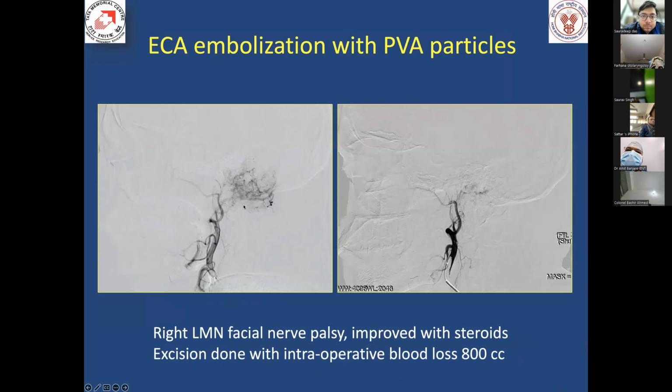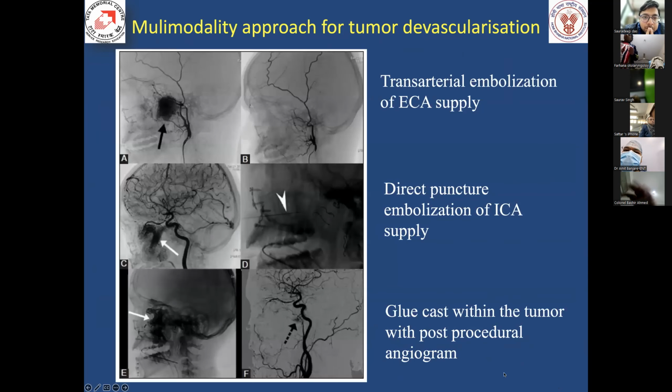Here also, endovascularly, we identified the artery which is supplying the tumor, selectively cannulated that, and we embolized, and post-surgery patient had around 800 cc of blood loss. So that is one way endovascularly to devascularize.